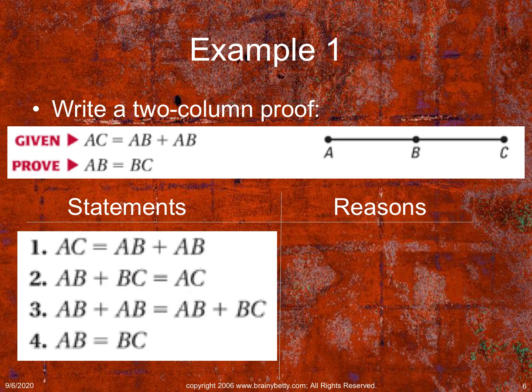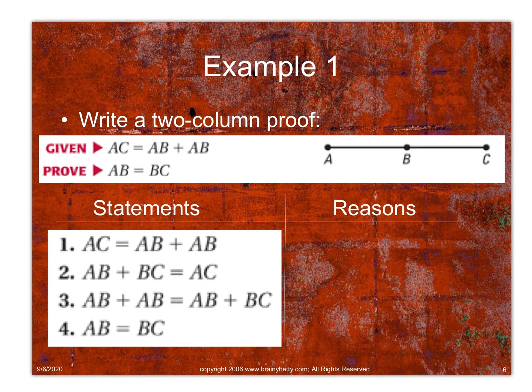And now we're going to get to our first proof. We have a 2-column proof. You're going to notice that what we did was we gave you a given statement. The given statement says that AC equals AB plus AB. So what they're saying, and you always want to look at the diagram and see what they're telling you.